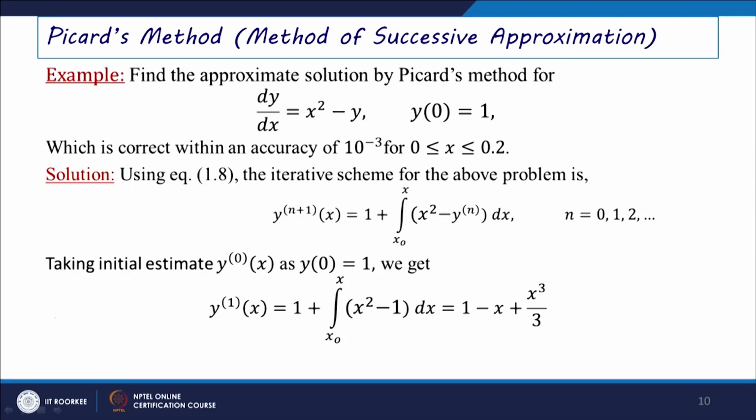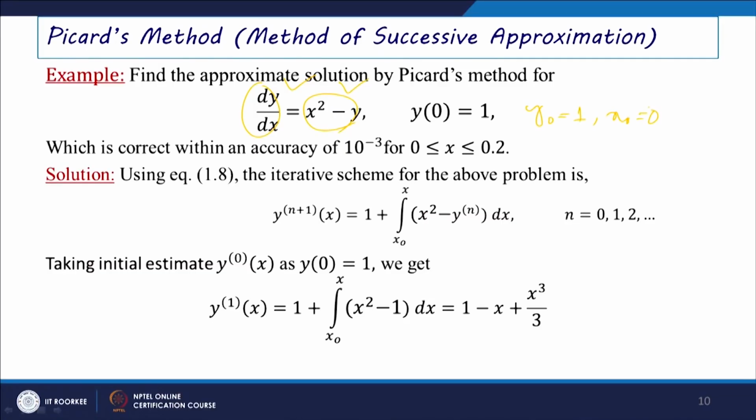Especially I am signifying this differential equation as dy by dx, the first order differential equation, and this f of x y is carrying x square minus y here, and the initial condition is given as y naught equals 1 when x naught equals 0. So, we have to compute this approximate solution up to an accuracy of 10 to the power minus 3. For this calculation first we consider x naught equals 0, and the x range is given as varying from 0 to 0.2.